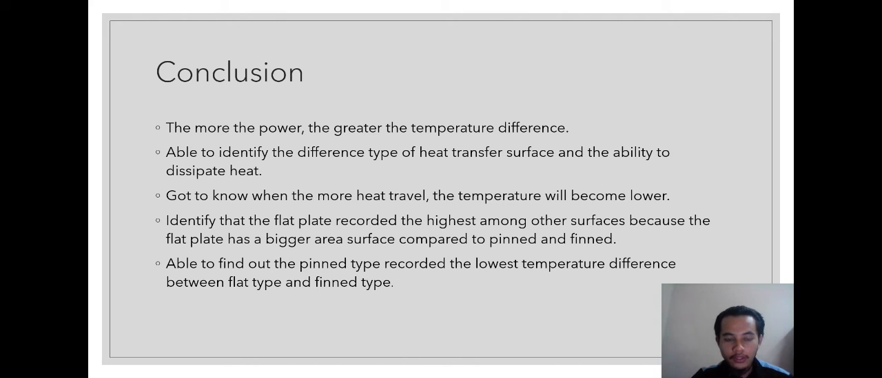So for the conclusion, we got that the more the power, the greater the temperature difference. Second, we are able to identify the different types of heat transfer surface and their ability to dissipate heat. Third, we got to know that the more heat travels, the temperature will become lower. Number 4, we identified that the flat plate recorded the highest among other surfaces because the flat plate has a bigger surface area compared to pin and fin. And last, we are able to find out that the pin type recorded the lowest temperature difference between flat type and fin type.